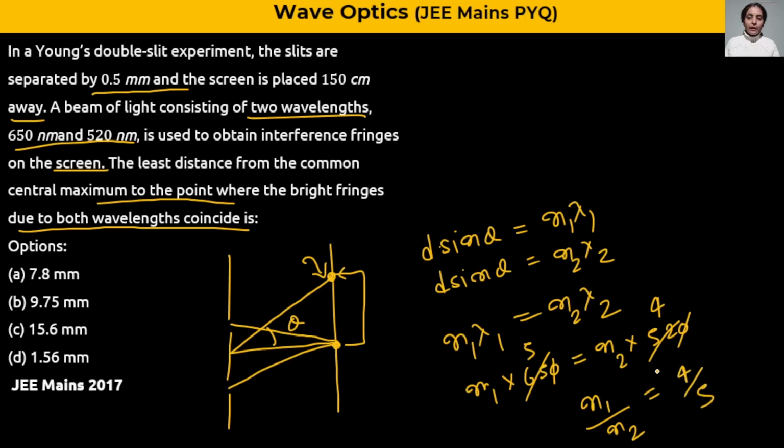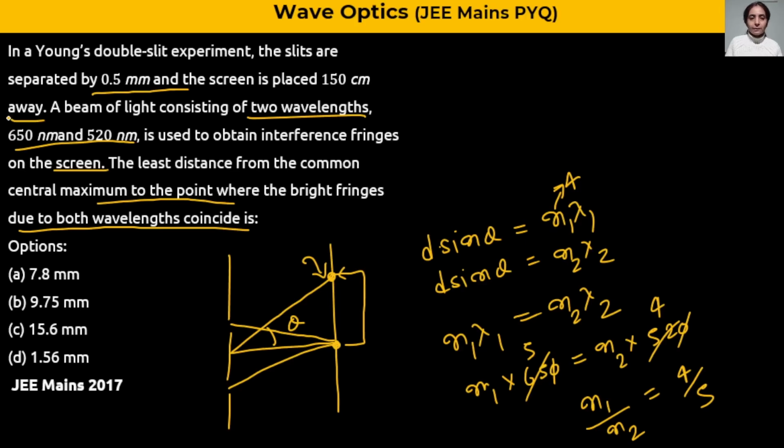So minimum value of n1 can be 4 and minimum value of n2 can be 5. So this can be your what? 4 and 5. अब आप check कर लो. I mean what should be the distance? So n1 मैंने क्या लिया? 4 लिया. So अगर मैंने n1 4 लिया है, if this is 4, done है. So this is your basically fourth maximum for wavelength. n1 is for which value of wavelength? 650. Okay. So it is fourth maxima for 650.